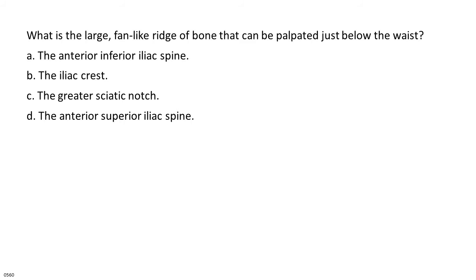What is the large, fan-like ridge of bone that can be palpated just below the waist? A. The anterior inferior iliac spine. B. The iliac crest. C. The greater sciatic notch. D. The anterior superior iliac spine.